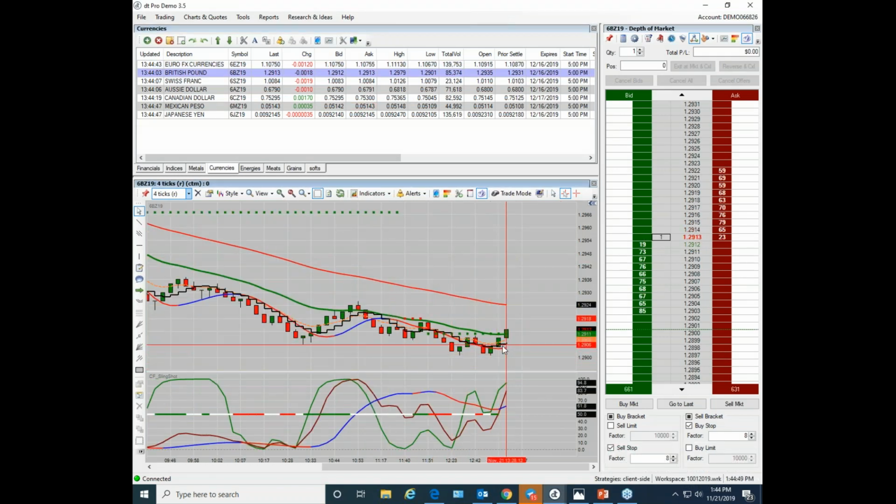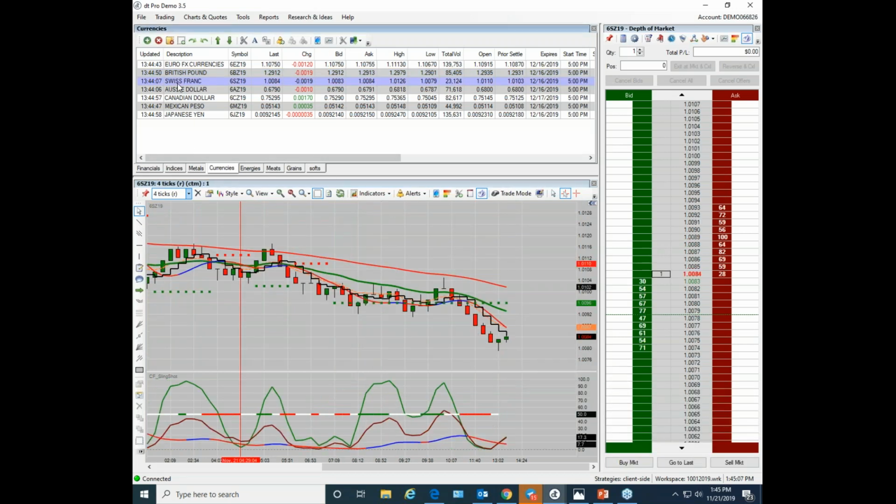Again, the British pound pulling back to the BBC, but we need a new swing low. Dynamic support was broken, because that lets us know, okay, maybe we're back on the trend, but we need to make a new pivot low. Swiss. Okay.